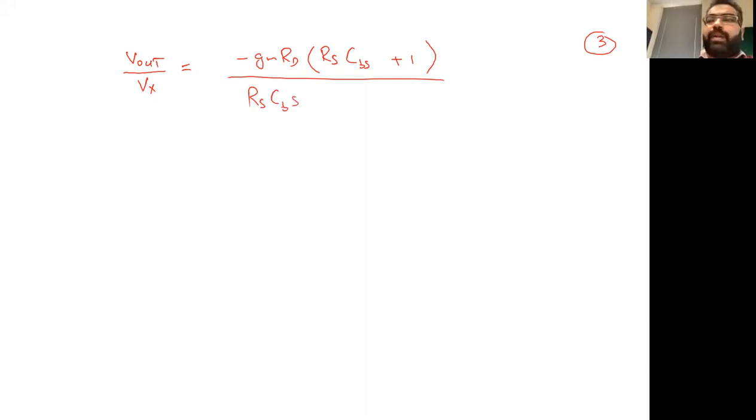So if we just do this math, Vout by Vx will be equal to minus gm, and just opening up the same expression which was in the previous one, RS CB S plus 1, divided by RS CB, as CB is the bypass capacitance, which is basically bypassing the degenerated response. And also an interesting thing, if we do the plot of this thing, we will end up with something similar to this one.